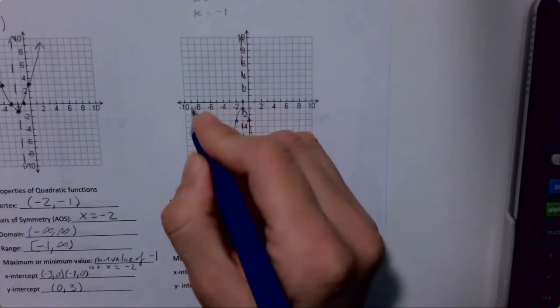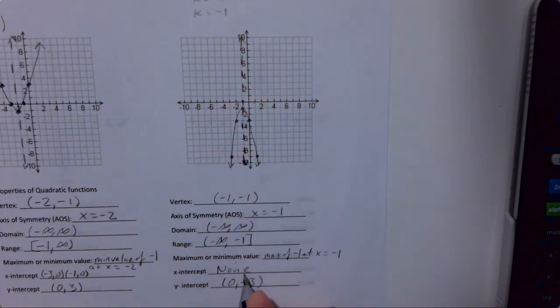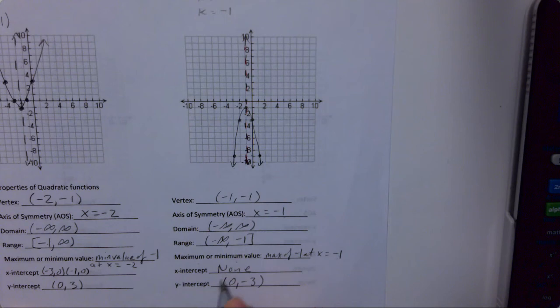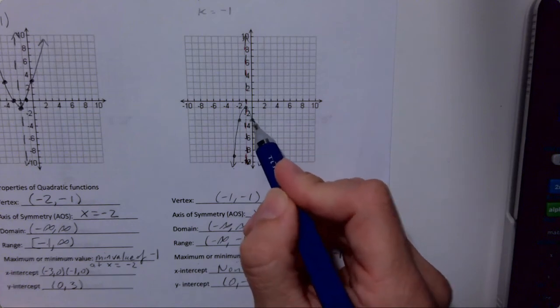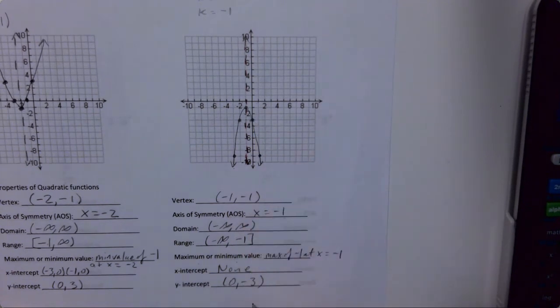Since this parabola doesn't cross the x-axis, there are no x-intercepts, and the y-intercept, which we found on the calculator, but you could have also plugged in 0 for x and simplified. It crossed right here at 0, negative 3.